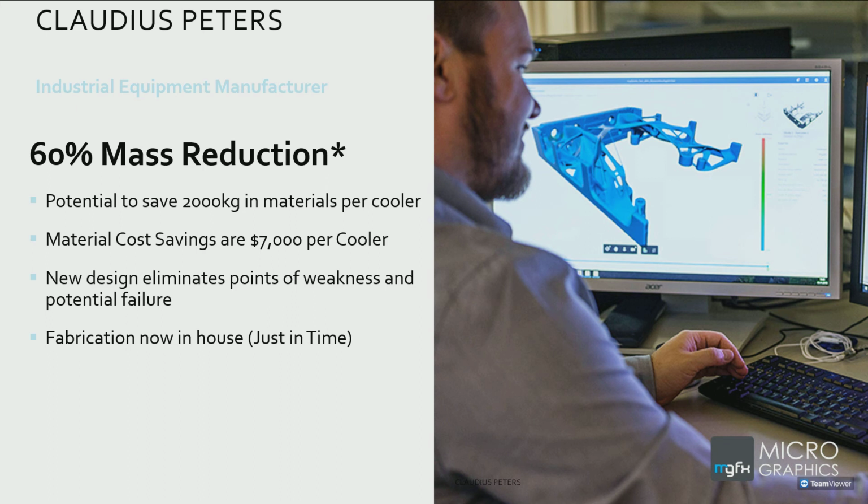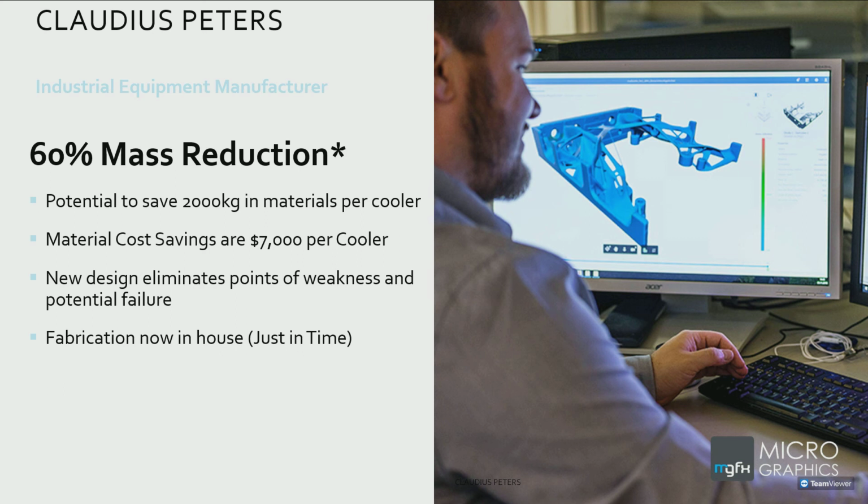Now, Claudius Peters, another success story, is a manufacturer of cement and gypsum plant equipment. And they used Autodesk Inventor as their primary design tool. They were able to redesign a casting to use a weldment manufacturing method that reduced the weight by 60%. That also saved them $7,000 per cooler that they produced. So they leveraged the Fusion 360 generative design technology, and they were able to take their Autodesk Inventor designs to a new level that resulted in real business impact.